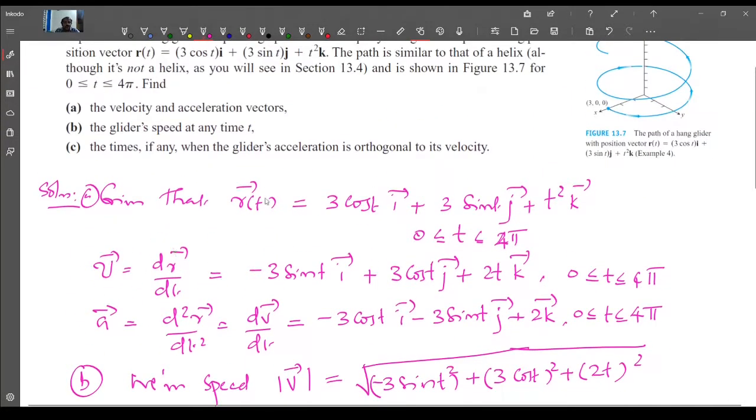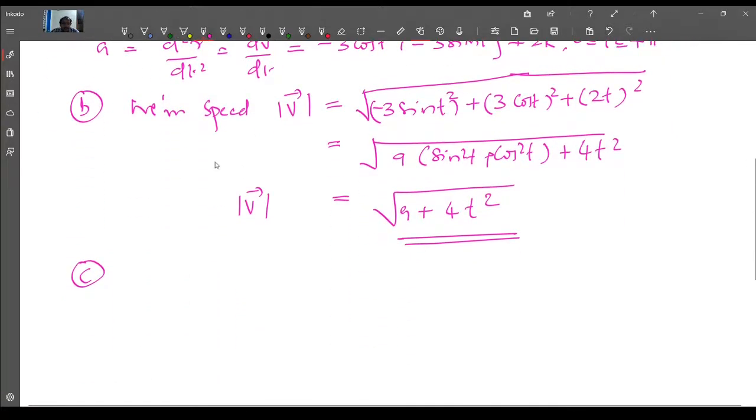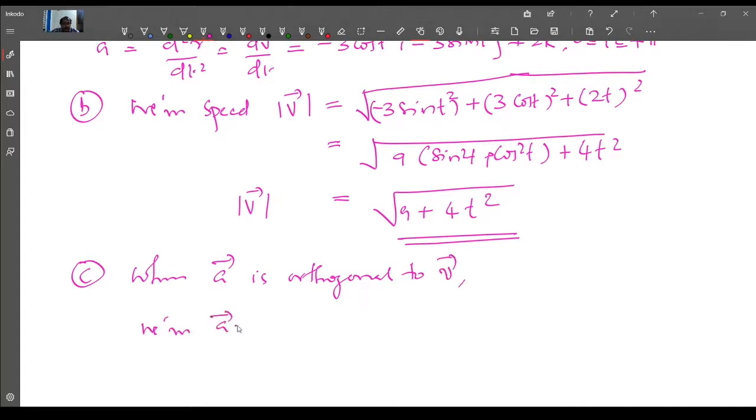Find the time when the glider's acceleration is orthogonal to its velocity. So when A is orthogonal to V, we have A dot V equal to 0. That is, when A is orthogonal to V, A is perpendicular to V. So A dot V is equal to 0.